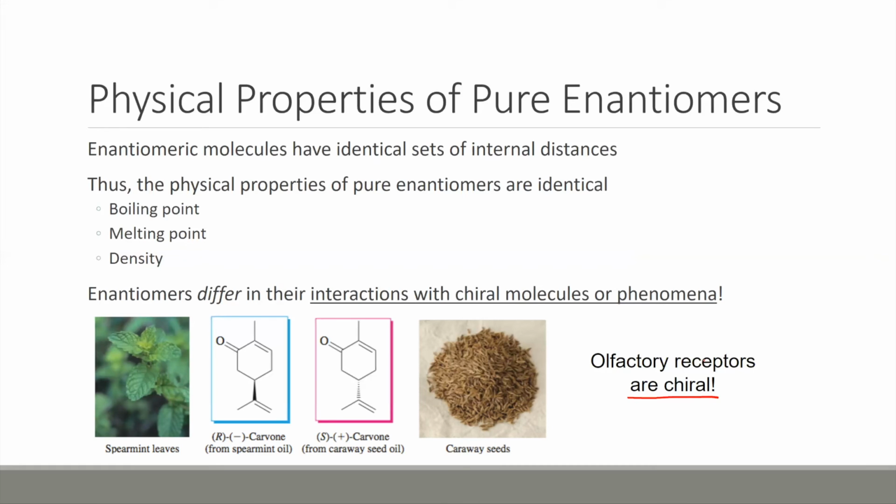So if you have two things that have the same physical properties, sometimes it's hard to separate them, right? We can't separate them based on their melting point or on their boiling point. But we can tell the difference biologically between the two.